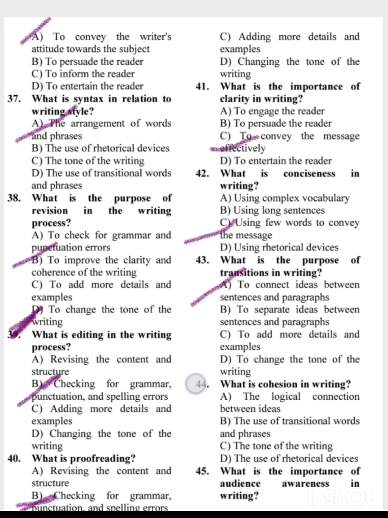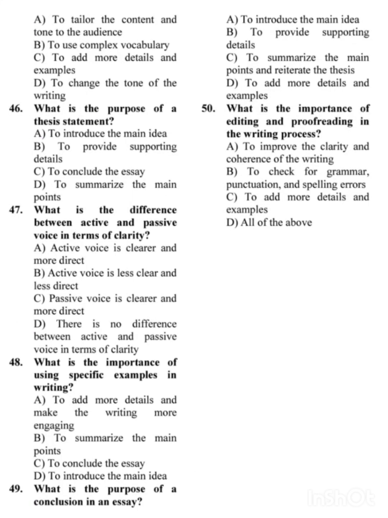Okay. Then question number 44. What is cohesion in writing? The logical connection between ideas. Option A is the correct answer. Then the next question is, what is the importance of audience awareness in writing? Here, the correct option is to tailor the content and tone to the audience. So, option A is the correct answer.